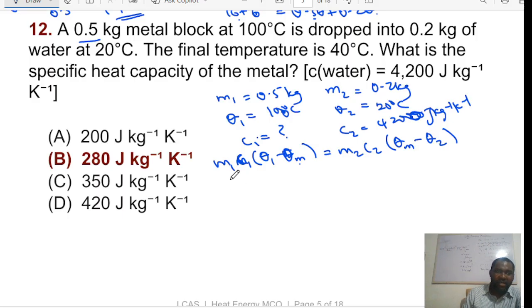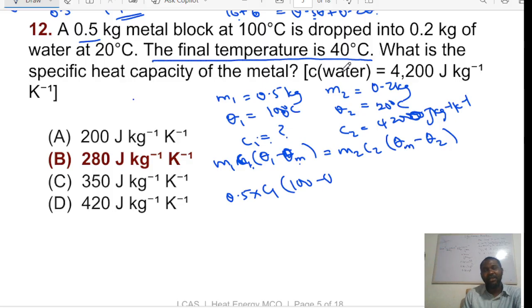So this is now your M1 here is 0.5. Your C1 is what we are looking for, the specific heat capacity of the metal. Then the theta 1 is 100 minus theta m. The temperature of mixture should be given here. Okay, it says the final temperature is 40 degrees Celsius. Can you see that? That's the temperature of the mixture. So I'm going to write here 40. Now equal to M2, which is 0.2. Specific heat capacity of water is 4,200. The temperature of mixture is 40. The temperature of water there is 20.